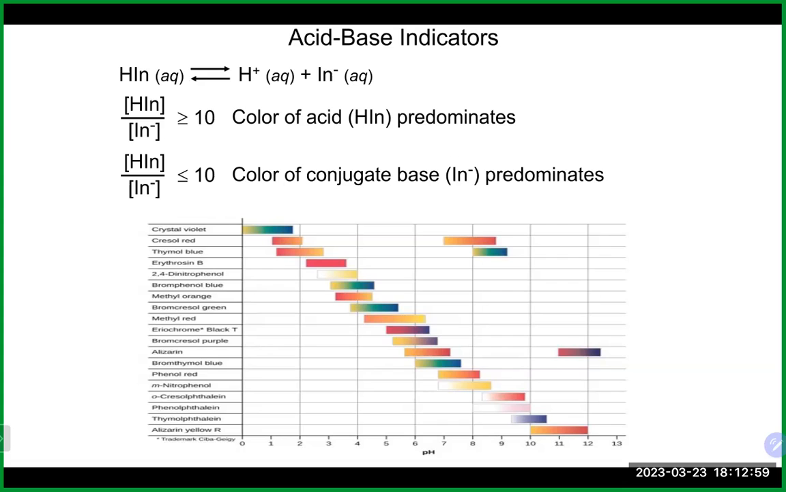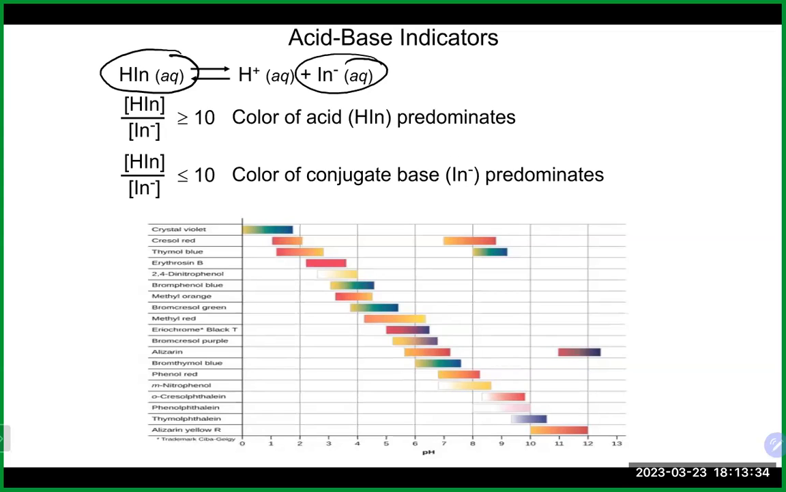Indicators are really like weak acids. They have a protonated form and a deprotonated form where the H plus comes off. Depending on the ratio of the acid form of the indicator to the base form of the indicator, that will determine what color you will see in the solution at that point. So if you have a larger amount of the acid version, the color of it in acidic solutions will predominate, and vice versa. If you have a greater amount of the deprotonated form, the base version will.